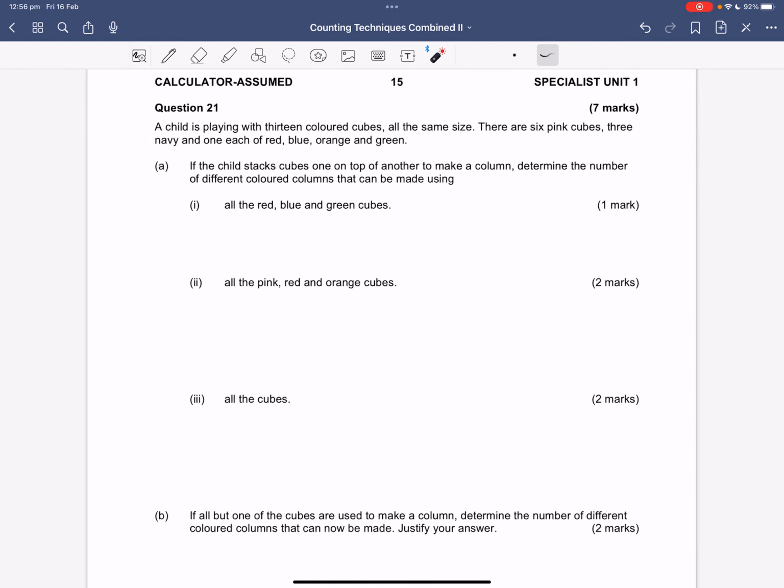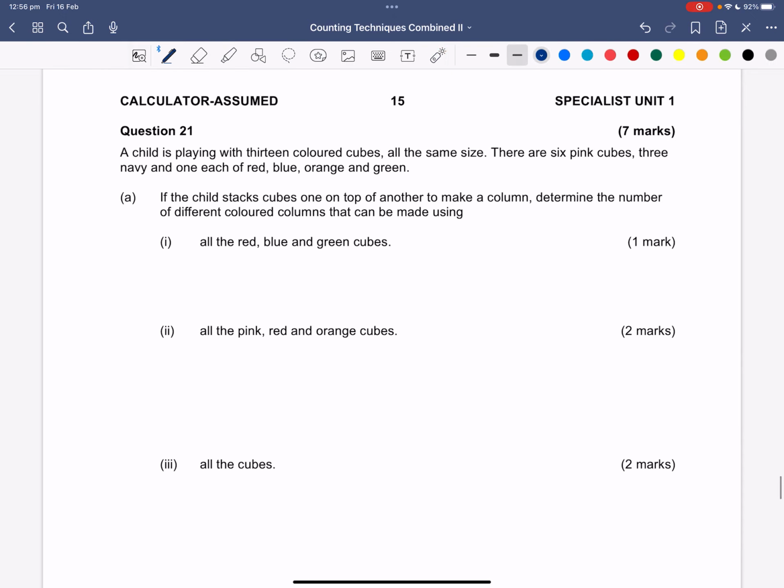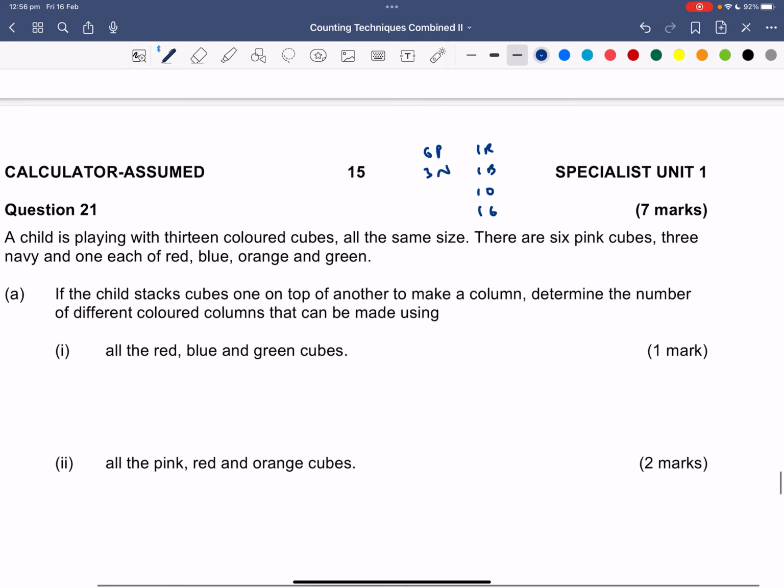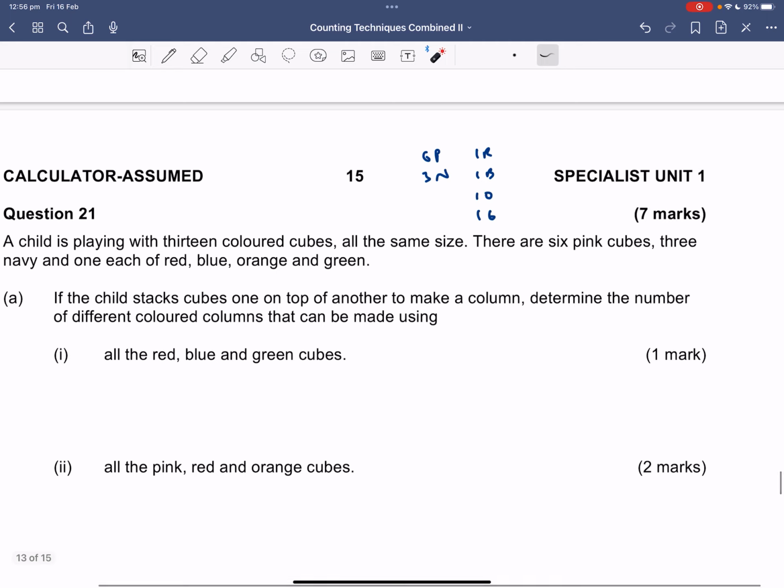A child is playing with 13 colored cubes, all of the same size. There are 6 pink. I'm just going to write down what we have: 6 pink, 3 navy, and 1 each of red, blue, orange, and green. Sorry, 1 red, 1 blue, 1 orange, 1 green. So that's what we have. The child stacks cubes one on top of another to make a column. Fine. How many ways?